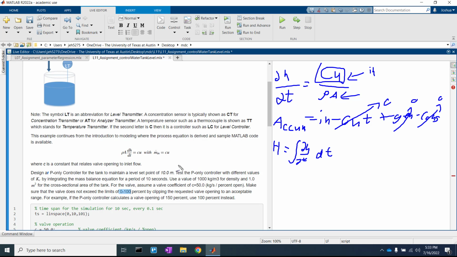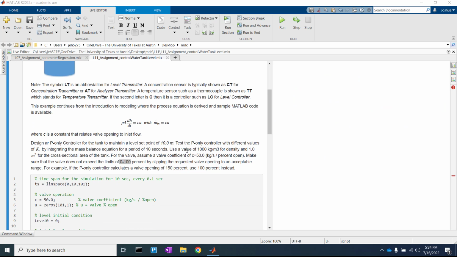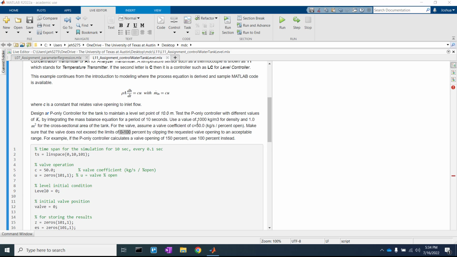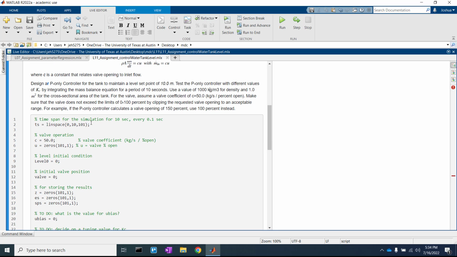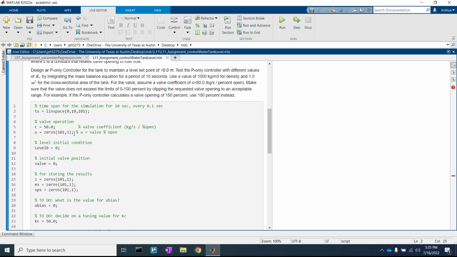So let's go ahead now. Let's look at how we'll simulate this, and then let's look at our P-only controller. So we have a couple constants here, which we'll plug in pretty soon. The first thing we'll want to do is set our simulation span. So we're only going to simulate for 10 seconds, with each discrete time interval being 1/10 of a second. We're going to do that with this linspace function you've seen before.